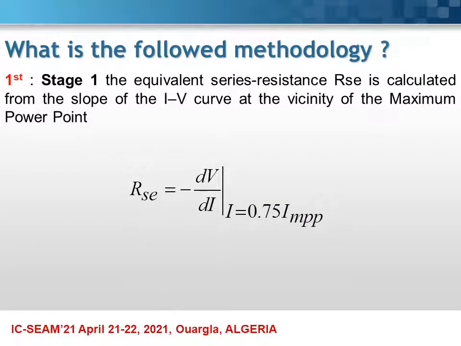Developed methodology: almost three stages. The first is to calculate the equivalent series resistance from the slope of the real IV curve in the vicinity of the maximum power point, as shown in the mathematical model, at the point of 0.75, current at the maximum power point, I MPP.